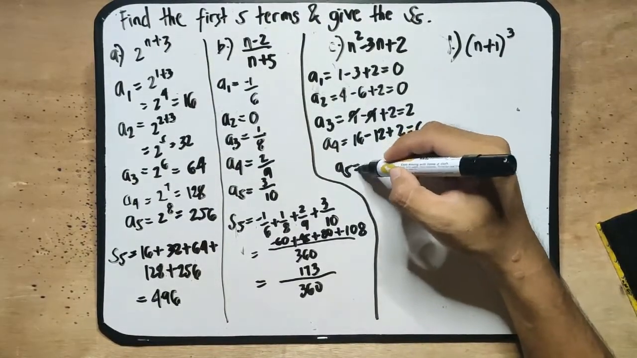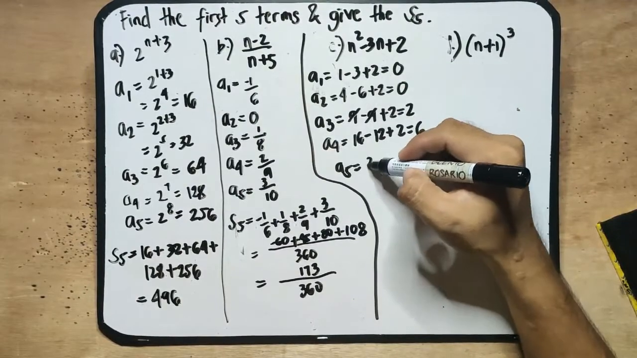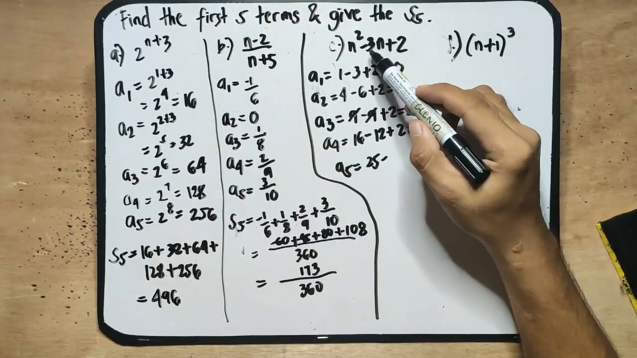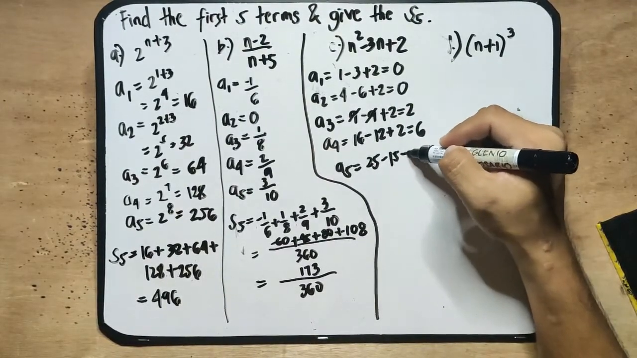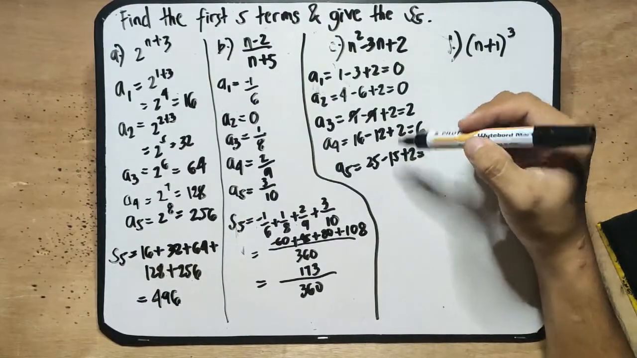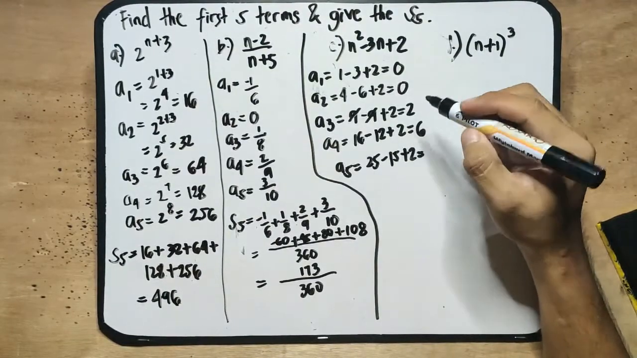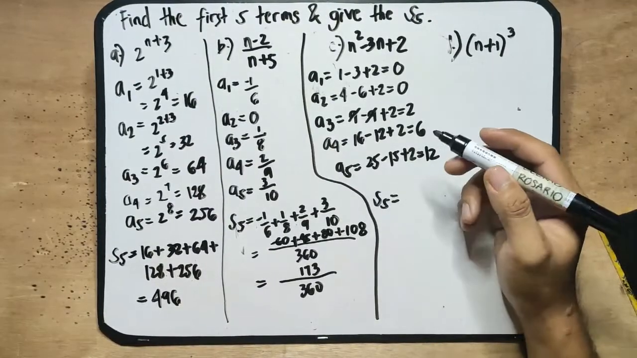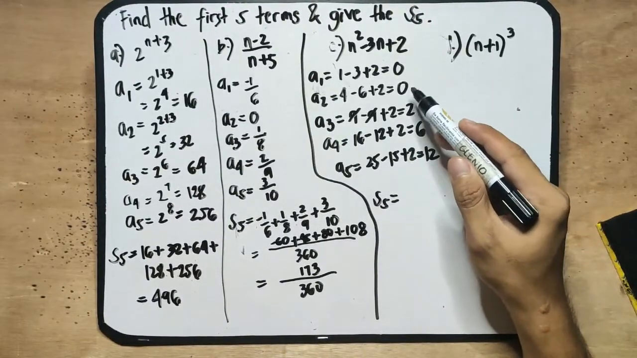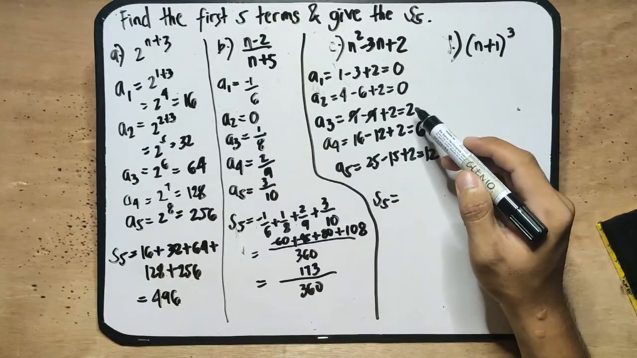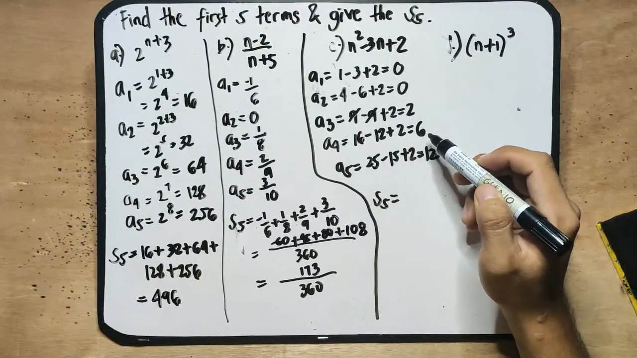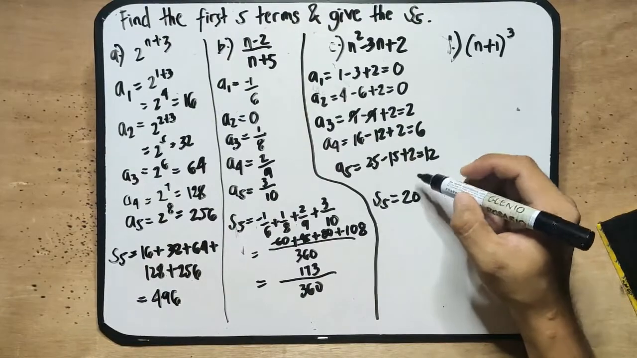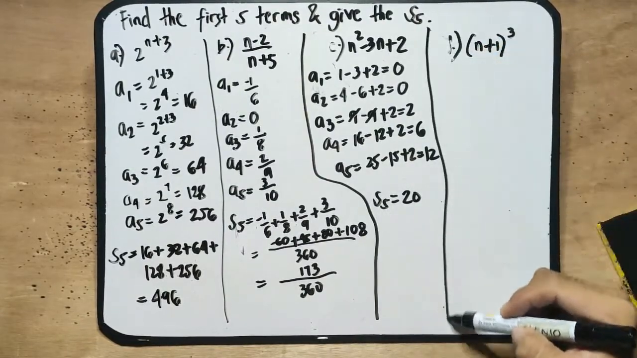And for the fifth term, we have 5 times 5 is 25. 5 times negative 3 is negative 15. Then plus 2. So that will be 25 minus 15 is 10. 10 plus 2 is 12. So solving for the sum of these terms, we have 0 plus 0 is 0. Plus 2 is 2. 2 plus 6 is 8. 8 plus 12 is 20. So this is the sum of the first 5 terms.